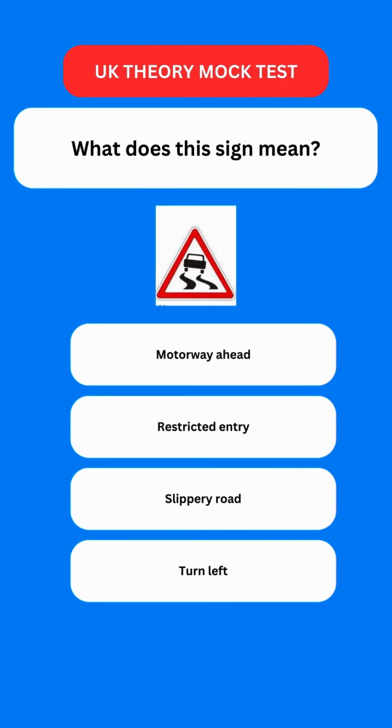Next question is, what does this sign mean? Options are, motorway ahead, restricted entry, slippery road, or turn left. The correct option is the third one. This means a slippery road is ahead.